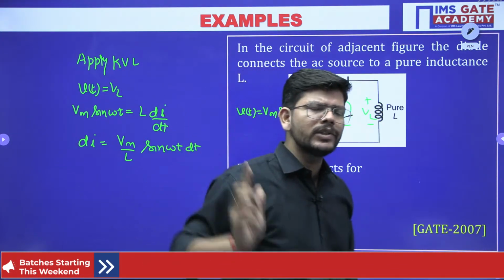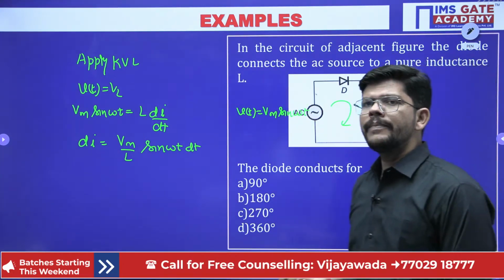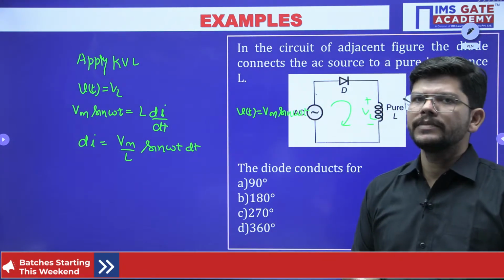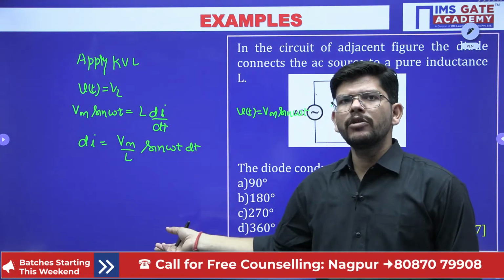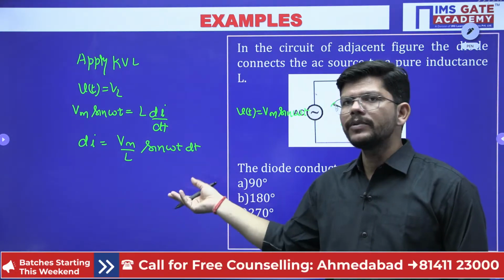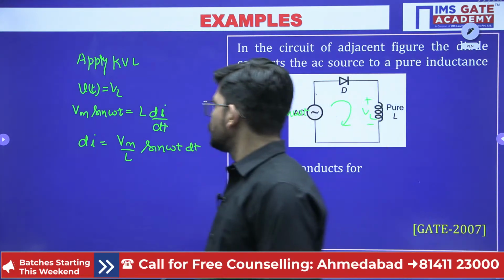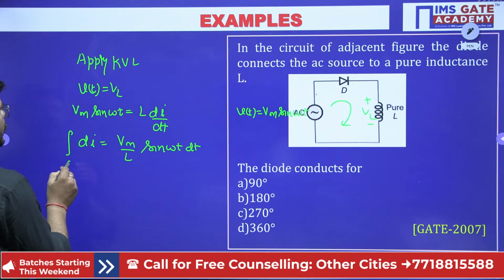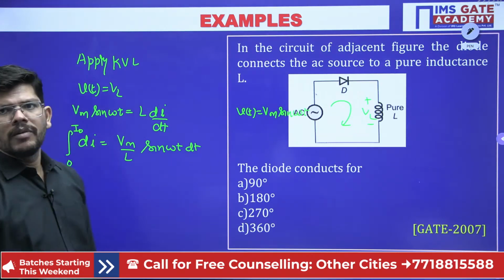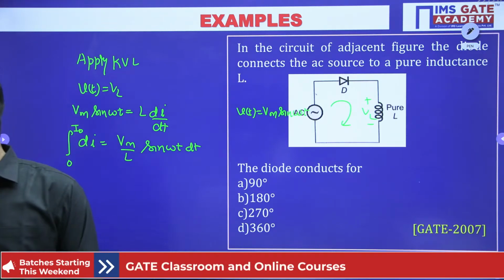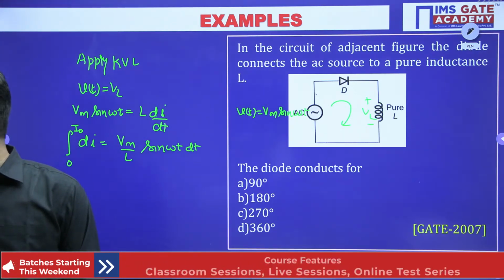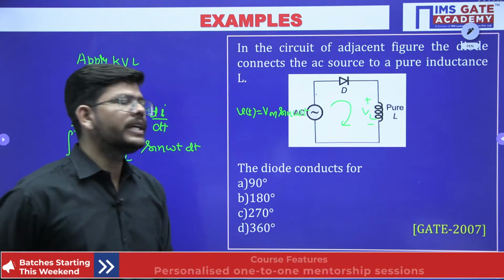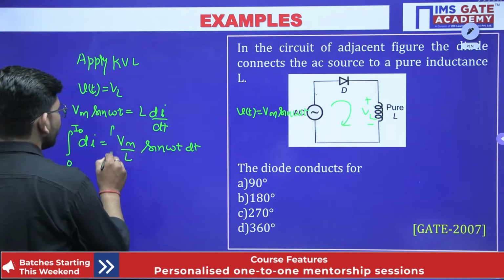Earlier, when the DC source was there, we applied KVL and then we needed to take the Laplace transform. Do we need to take a Laplace transform here? We don't have to, because this can be easily solved. So for di, let me consider that the current is changing from 0 to I naught. Is that clear? And what I have to do is integrate this particular expression here.